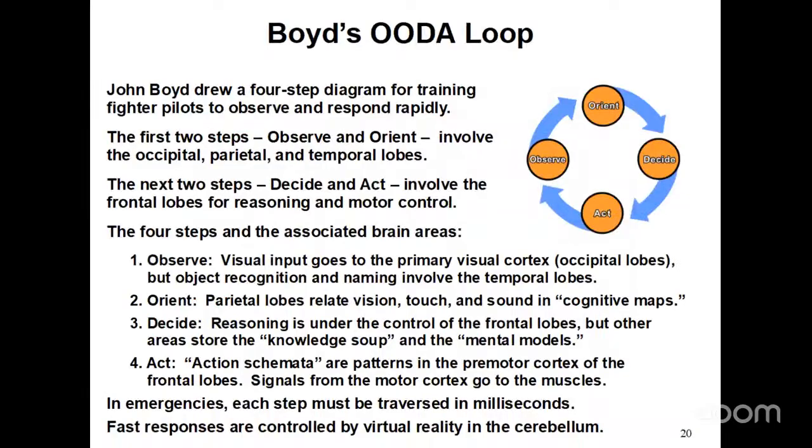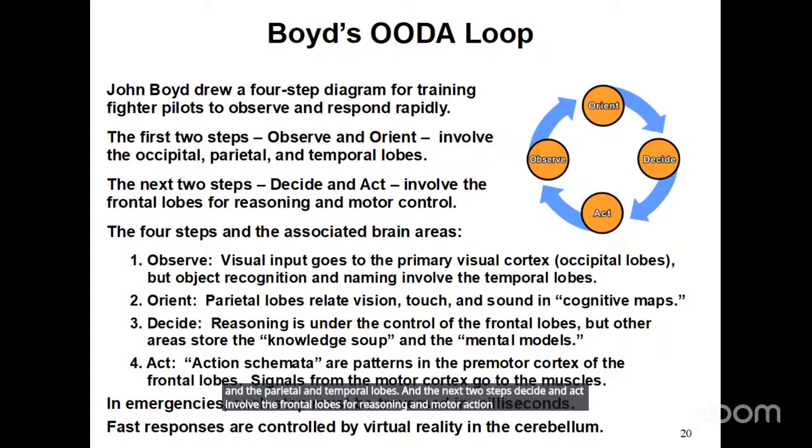Now, John Boyd discovered a similar kind of loop, which he called the OODA loop, for observe, orient, decide, and act. The first two steps, in the brain, involve the occipital lobes and the parietal and temporal lobes. And the next two steps, decide and act, involve the frontal lobes for reasoning and motor action.